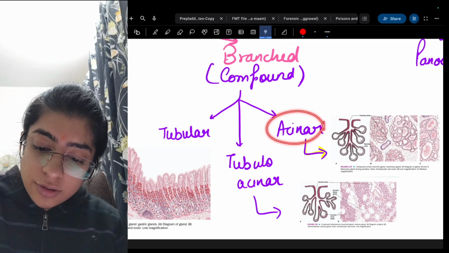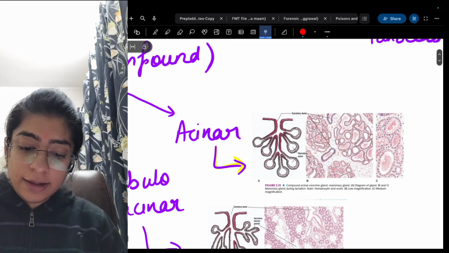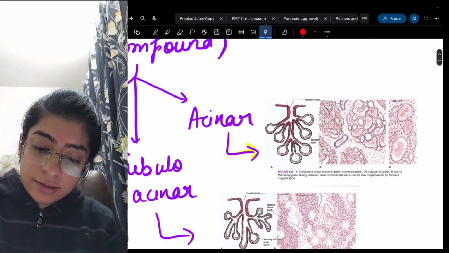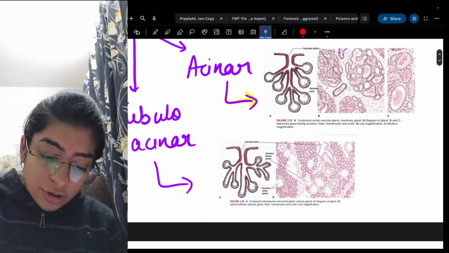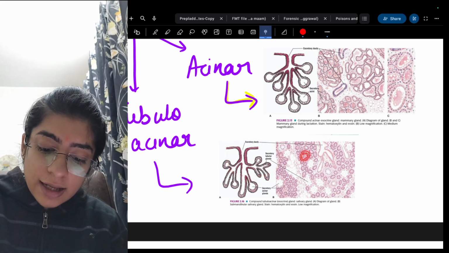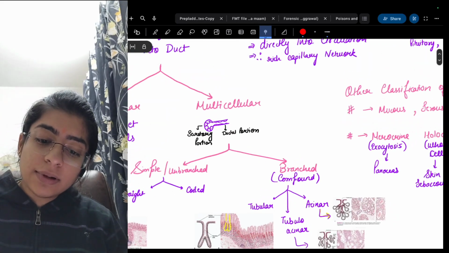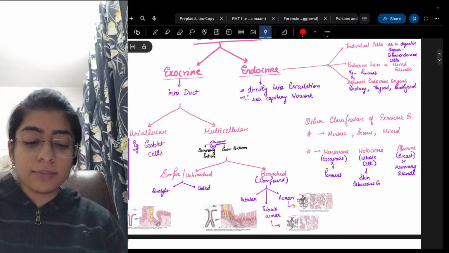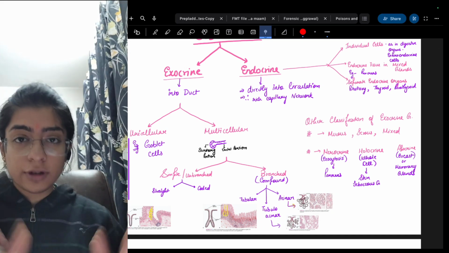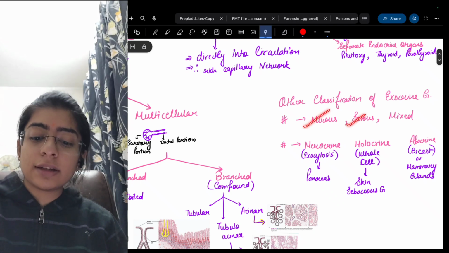Now in acinar, you can see there are so many rounded structures. It is very hard to see any tubule here, but this is acinar. Now in tubulo-acinar, here you can see the tubules, right? And here you can see the acini as well. So we can say this is tubulo-acinar. The examples you will learn later on, but here it is important to understand the types and morphology of these glands.